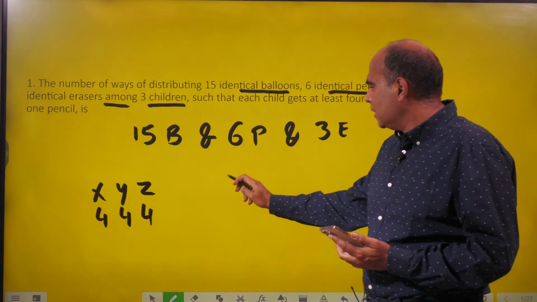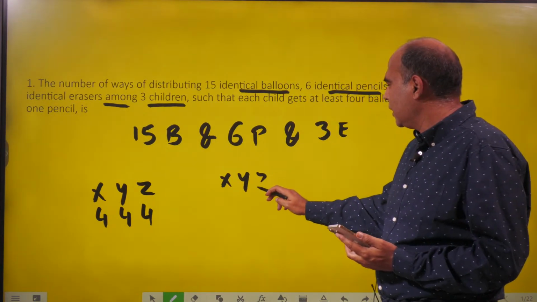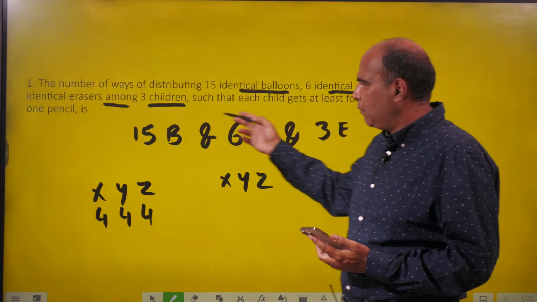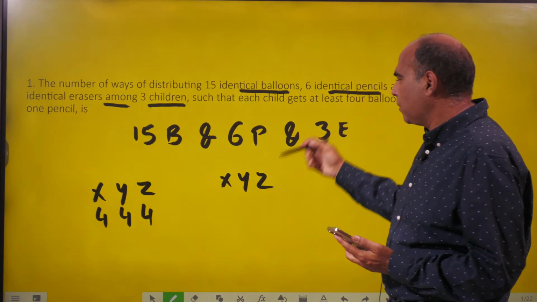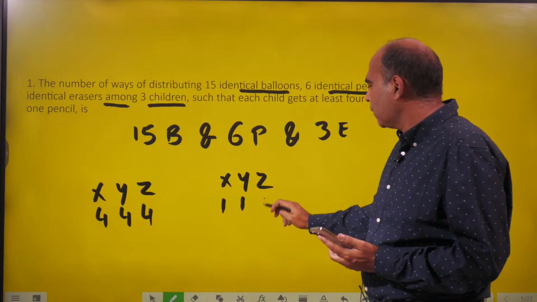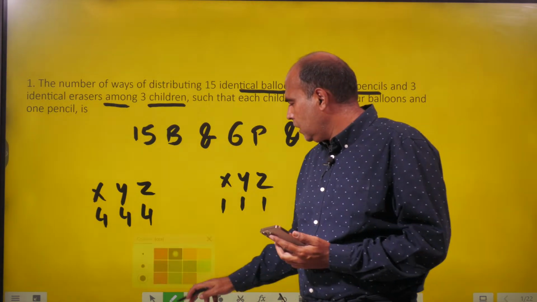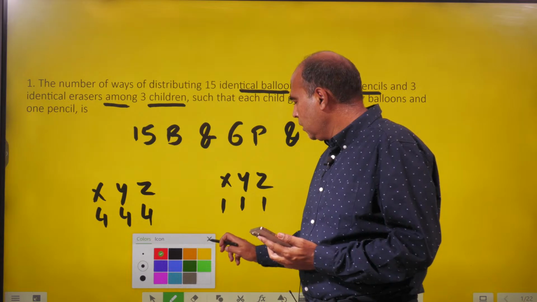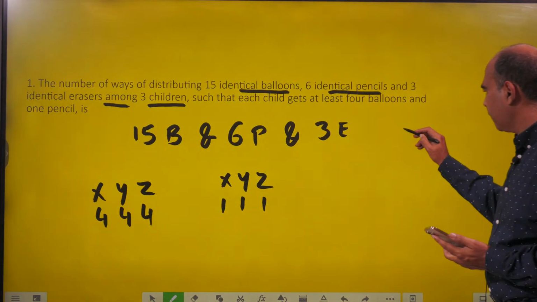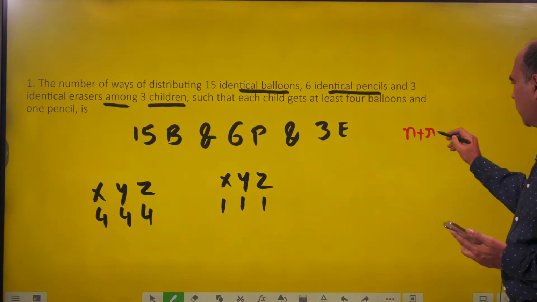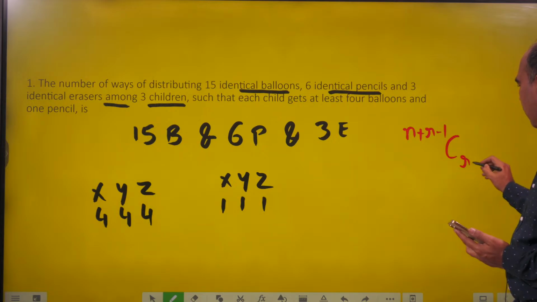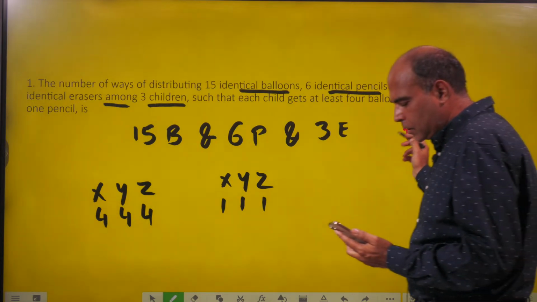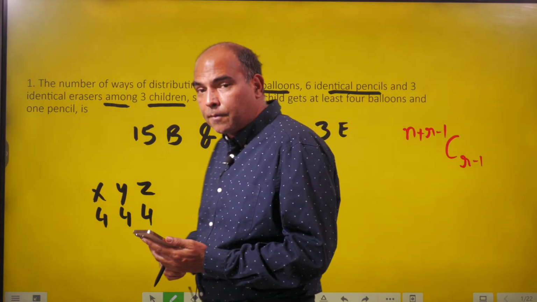And when you go to the pencils, with these 3 children X, Y, Z, each child gets at least 1 pencil. So you have to give 1 pencil to each child. The key element for this solution is the distribution formula of n plus r minus 1 C r minus 1, where you are distributing n identical things amongst r groups or r people.